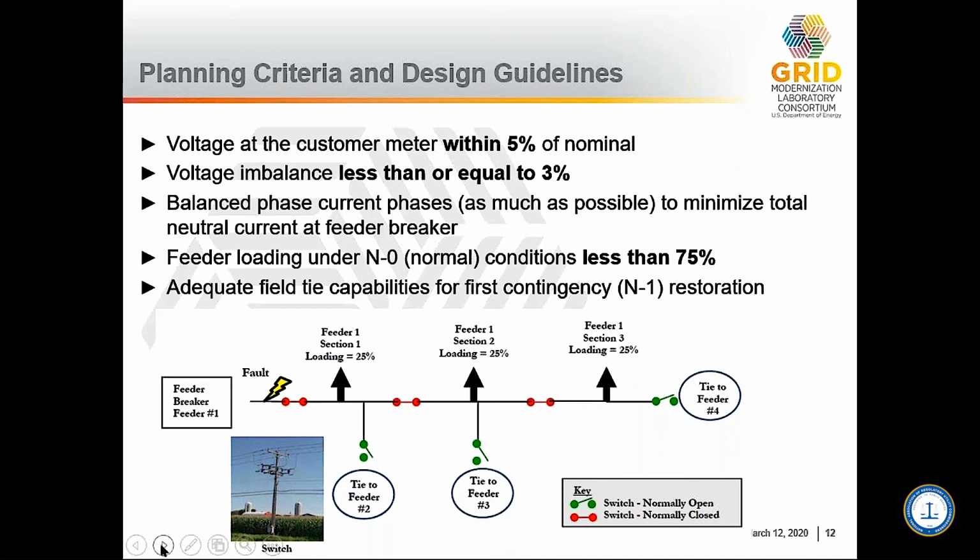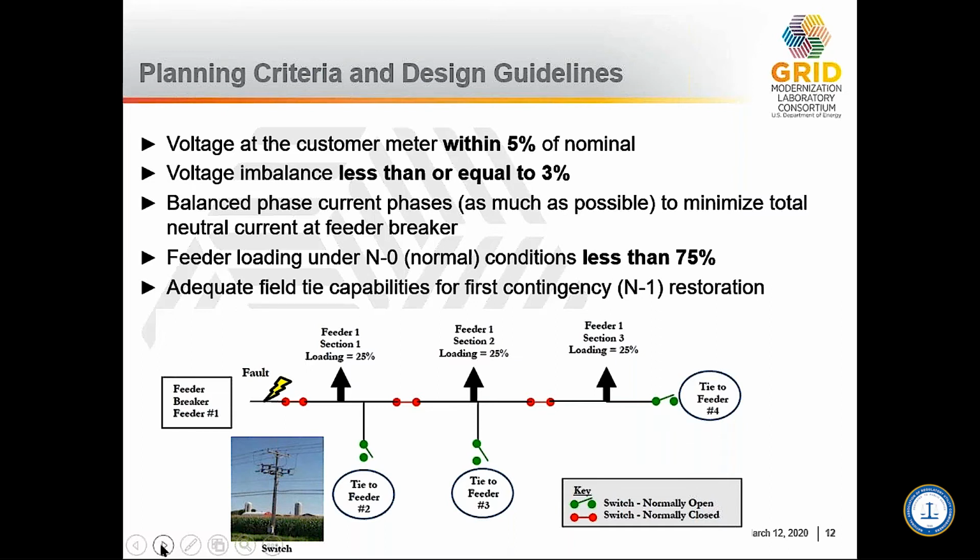The feeder loading on the N-0, so-called normal or system intact conditions. So that is the conditions when there are no faults on the system and all feeders operating. The feeder is designed so that each feeder is loaded to 75% of its capacity or less. And there is additional and adequate ties between each feeder and its neighbors for N-1 contingency situations. And N-1 is when there's a fault and you have to transfer customers from one feeder to the other.